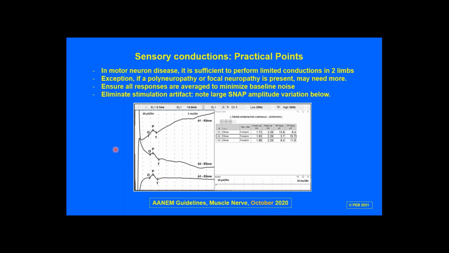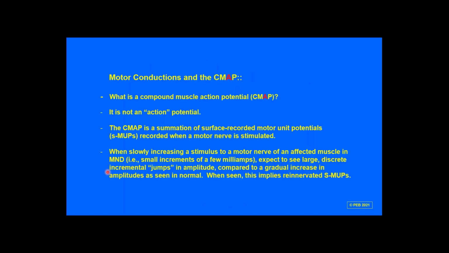Notice that you can change the amplitude of the SNAP quite easily. So in this case, we want this one as showing the true amplitude of 8.4 microvolts, not artificially shorter at 3.7 or artificially larger at 13.9. So be honest about it, so you record proper sensory potentials.